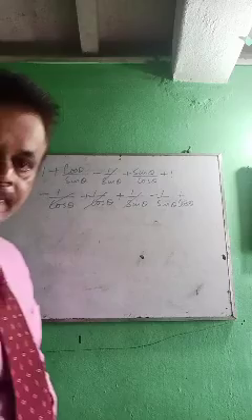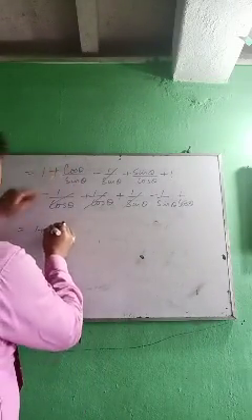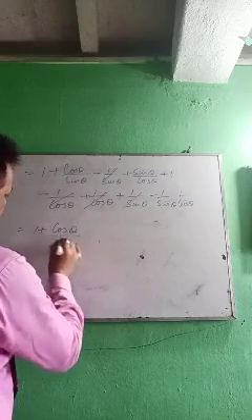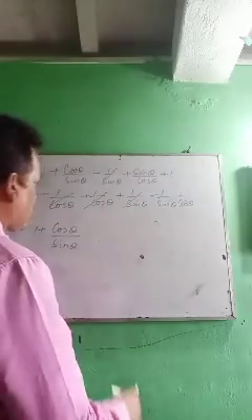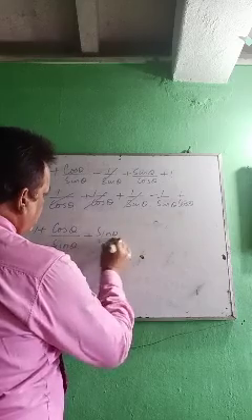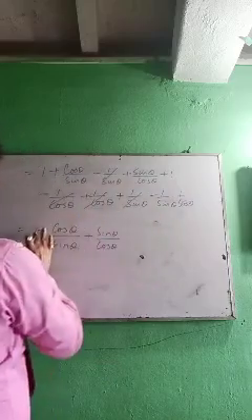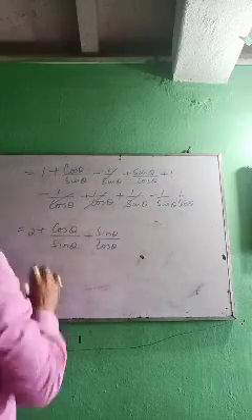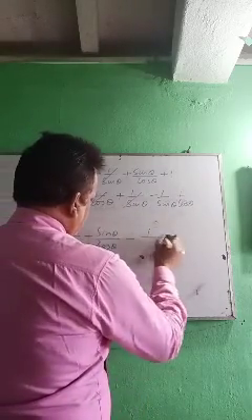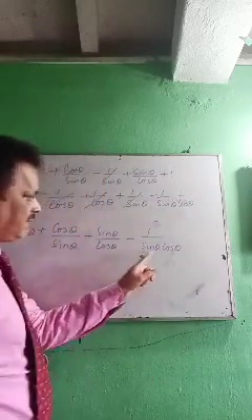Then you are getting 1 by cos theta, sin theta, then plus sin theta by cos theta. Then 1 plus 1, you can write 2 here, then minus 1 by sin theta cos theta. This is only left out.